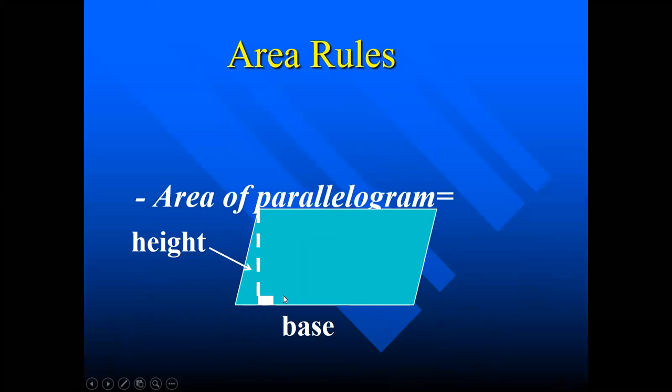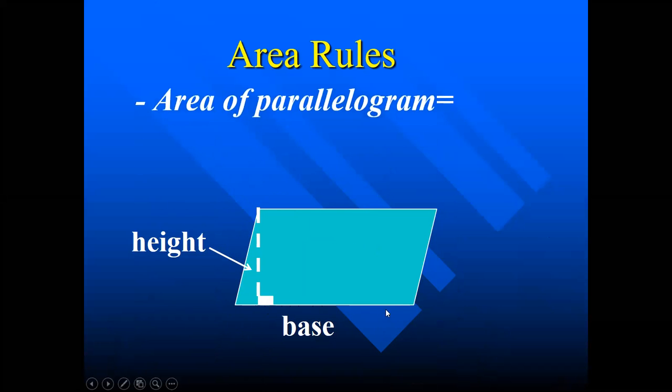In the parallelogram, this side is called base and this is called height. The area of parallelogram: we multiply the length of the base multiply the length of the height. Base multiply height. Area of parallelogram, base multiply height. This is the base, and this is the height.